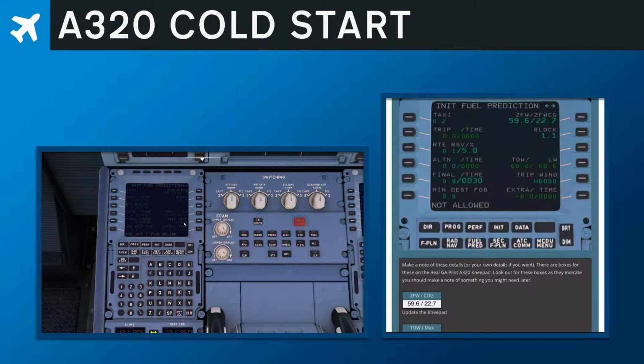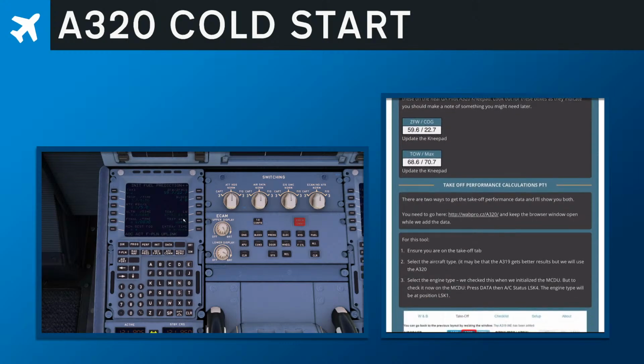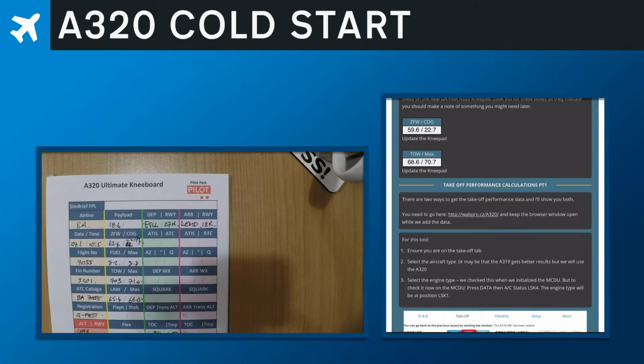And now what we do is go back to our notes, and we can see that our zero fuel weight is 59.7. So that's different to what it was. So am I sure why this all changes? No, not really, if I'm brutally honest.